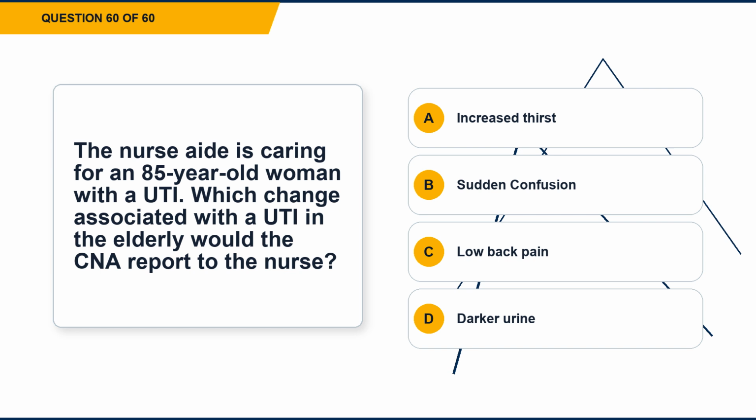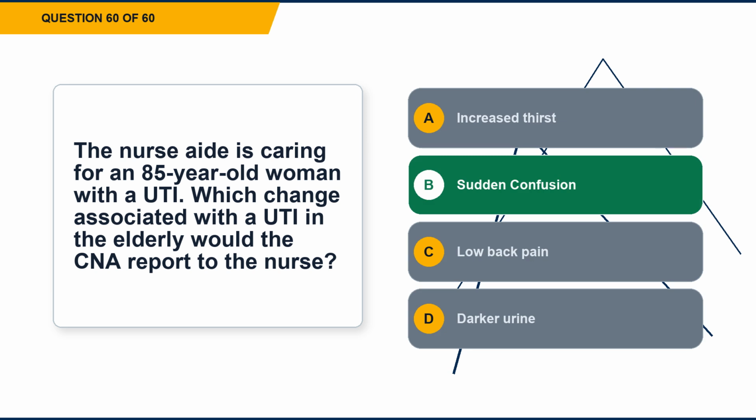Which change associated with a UTI in the elderly would the CNA report to the nurse? Option A, increased thirst. Option B, sudden confusion. Option C, low back pain. Option D, darker urine. The correct answer is option B, sudden confusion.